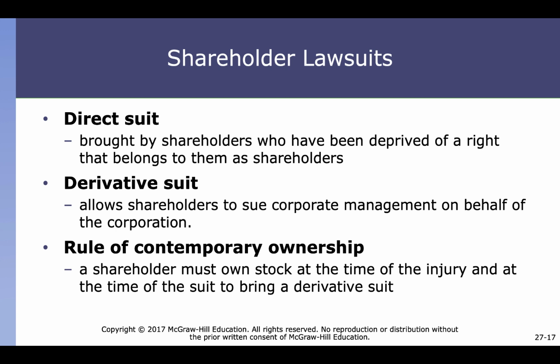Shareholders can also sue when they believe that the board of directors has acted inappropriately. There's 2 basic ways: a direct suit and a derivative suit. In a direct suit, it's brought by the shareholders who've been deprived of a right that belongs to them as shareholders. So I sue in my own capacity for my own right. A derivative suit is going to allow shareholders to sue corporate management on behalf of the corporation. So instead of suing individually, instead of John Smith suing the corporation, it would be the corporation suing the corporate management because they have acted inappropriately.